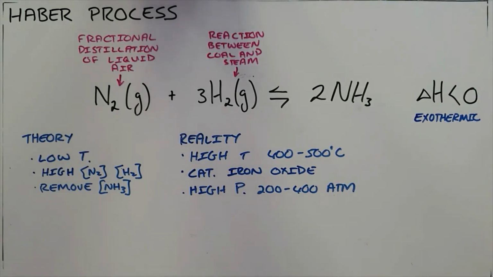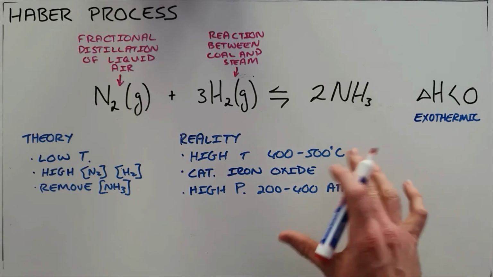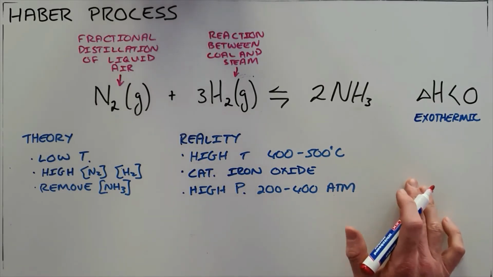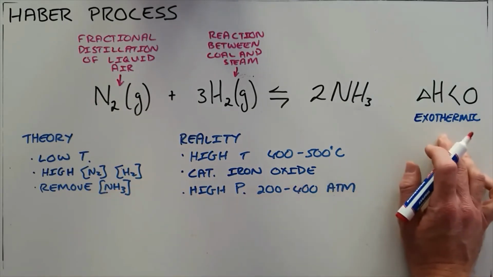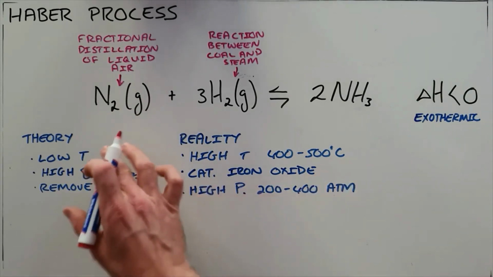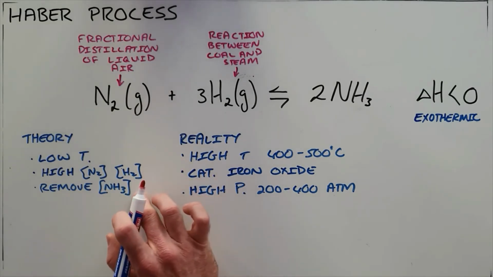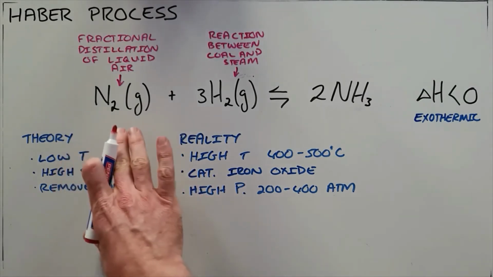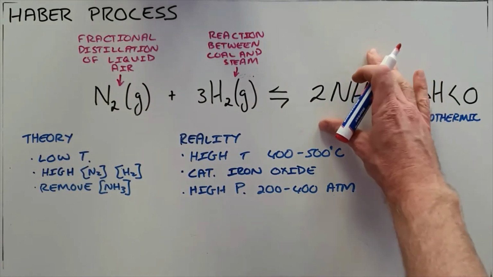So here we have a nice example of how we use Le Chatelier's principle and rates of reactions in the fertilizer industry. We have a theoretical prediction that says this is an exothermic reaction, therefore lower temperatures, higher concentration of reactants, and constantly removing products would be the best way to produce as much product as possible.